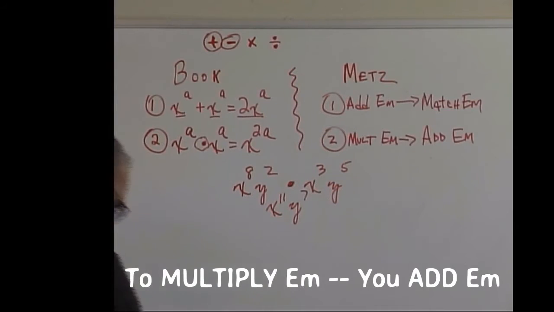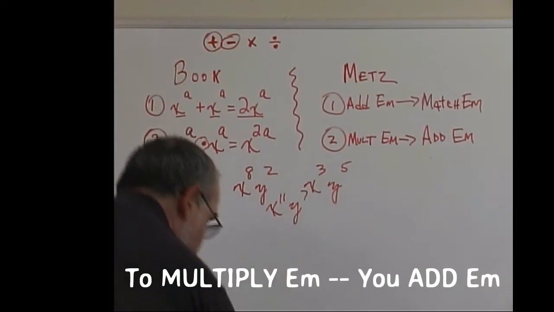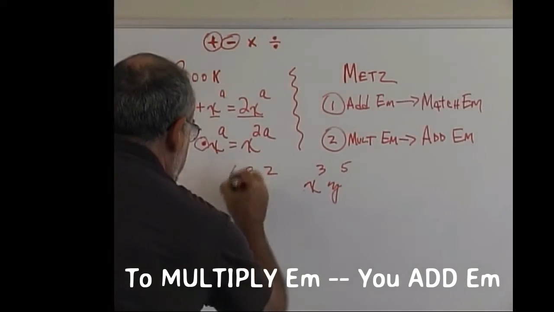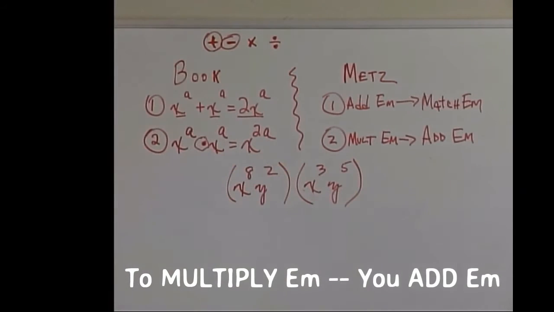That's how you multiply. Now, normally, I'm not going to put the dot here. Normally, to do this problem, we're going to have a parenthesis separating them. So get used to seeing that. But I wanted you to see it with the dot rather than that. So to work that problem, you get x to the 11th, y to the 7th.